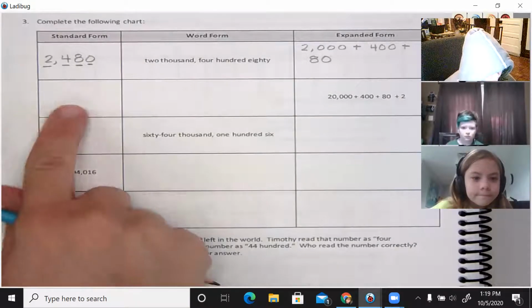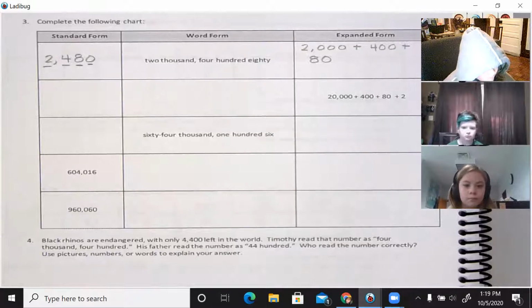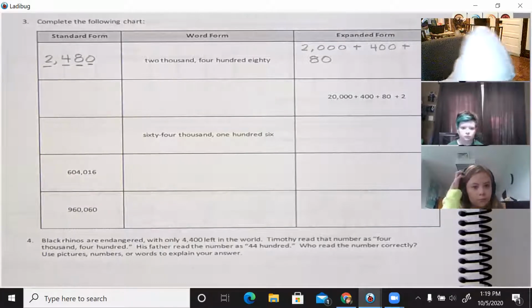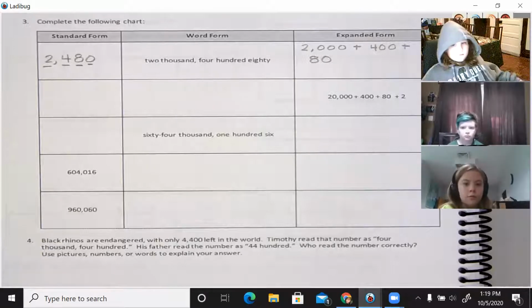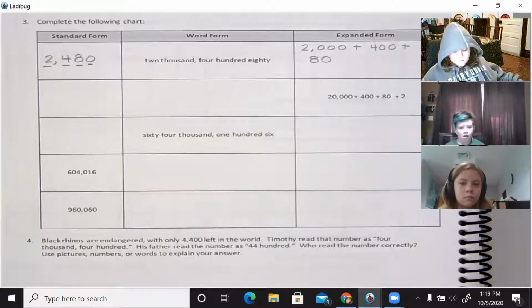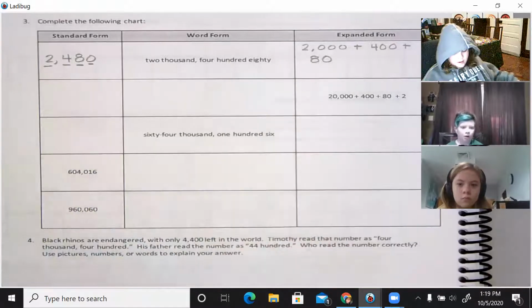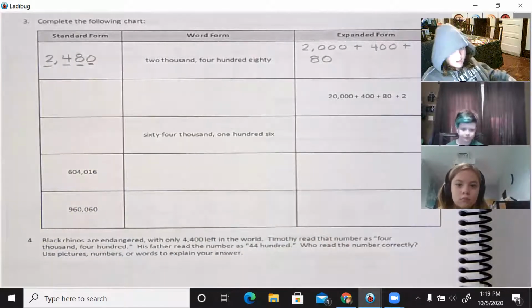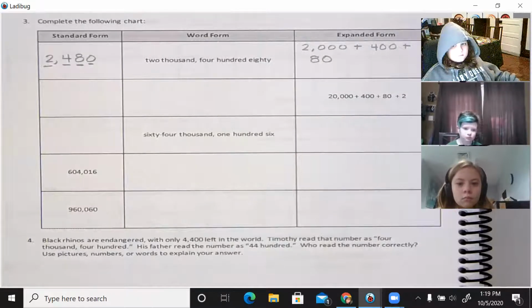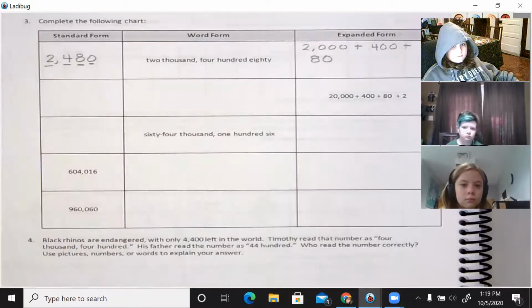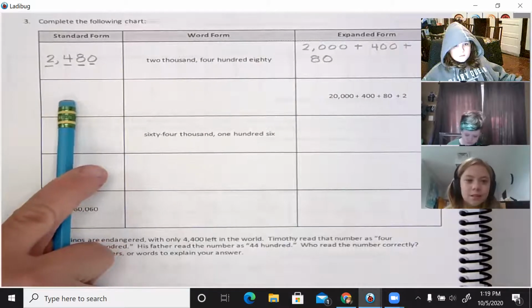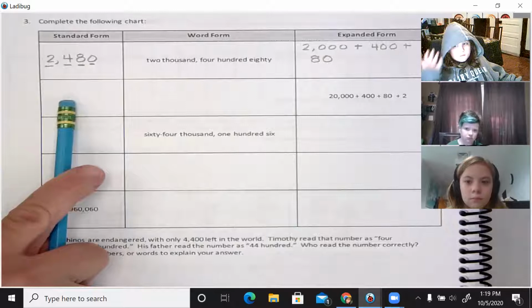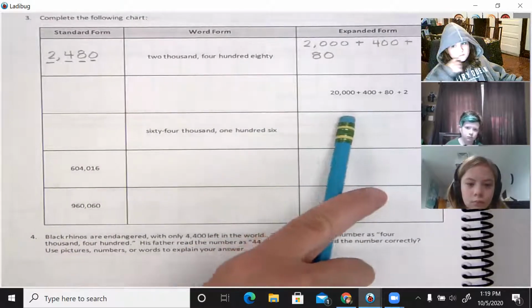Okay, Trace, let's move on to the second row. What form did they give us in the second row? 20,482. Okay, what form did they give us? Standard form? No, standard form's missing. Expanded form. Right, they gave it to us in expanded form.